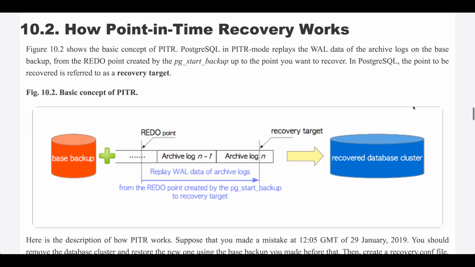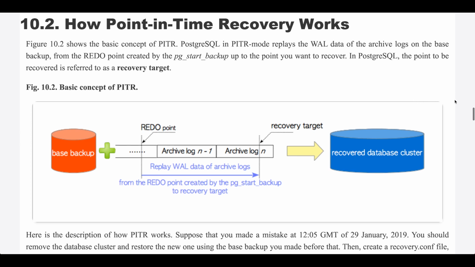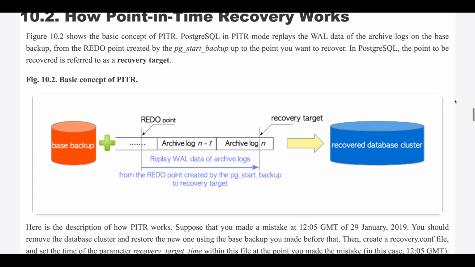10.2 How point-in-time recovery works. Figure 10.2 shows the basic concept of PITR. Postgres in PITR mode replays the WAL data of the archived logs on the base backup, from the redo point created by pg_start_backup up to the point you want to recover. In Postgres, the point to be recovered is referred to as a recovery target.